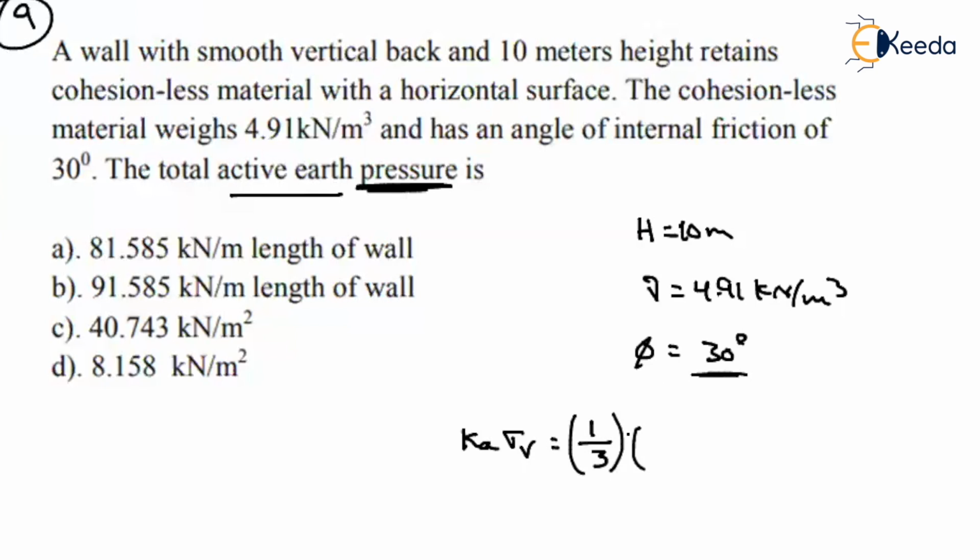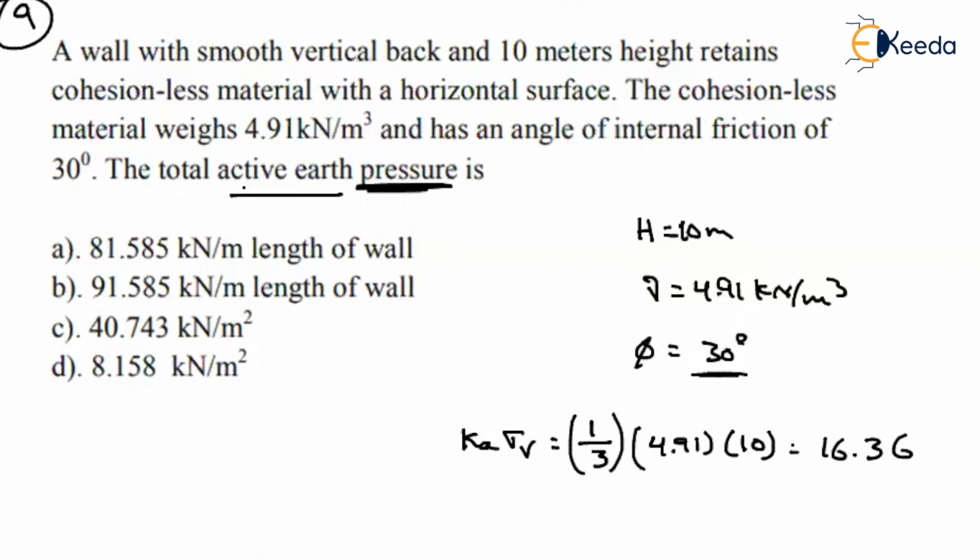What about the vertical stress? Vertical stress is nothing but gamma into H, that is 4.91 into 10, isn't it? So if you solve this, how much are you getting? Let me take a calculator. 10 divided by 3 into 4.91. So we are getting around 16.36. Is there any option given that?